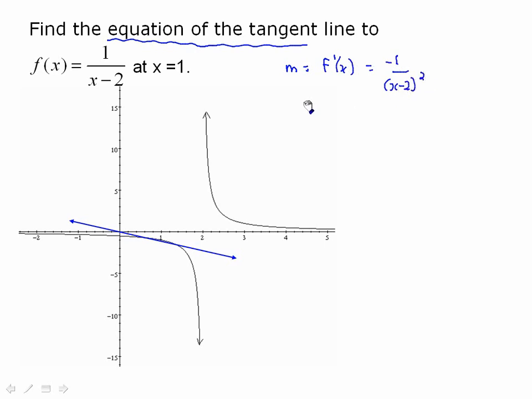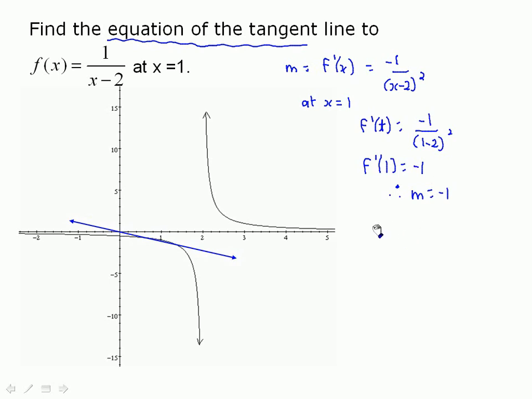So we want to find the slope at x is equal to 1. So all we need to do, sub in, f prime at 1 is equal to negative 1 over 1 minus 2 squared. So negative 1 squared is 1. So we end up with f prime at 1 is equal to negative 1 over 1. So just plain negative 1. So therefore, the m is equal to negative 1. Kind of looks right on the graph. The scale is not 1 to 1, so be careful.